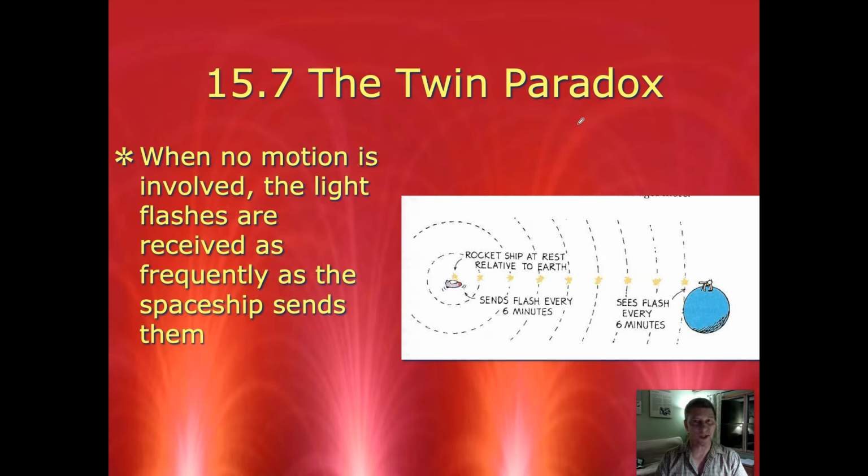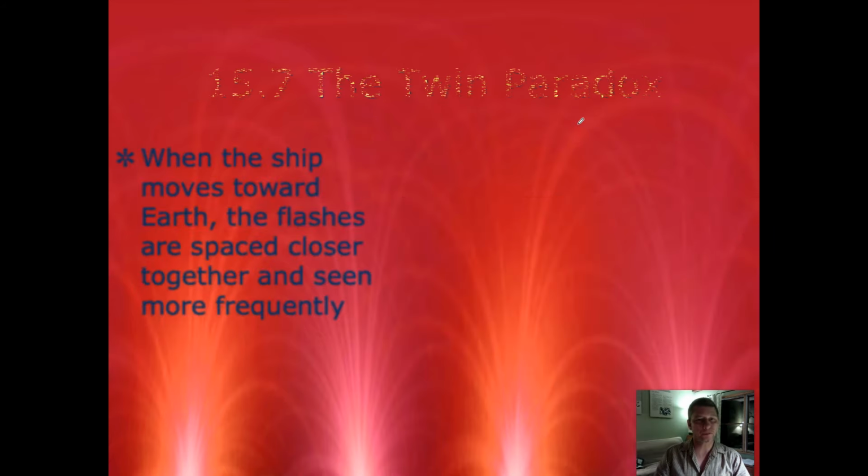That's easy peasy, right? It'd be the same thing if you were sending flashes of light from your bedroom window out to your neighbor's bedroom window every 6 minutes. Your neighbor would see it every 6 minutes. Same deal. No matter how far away the rocket ship is, the flashes of light will still be seen on Earth every 6 minutes.